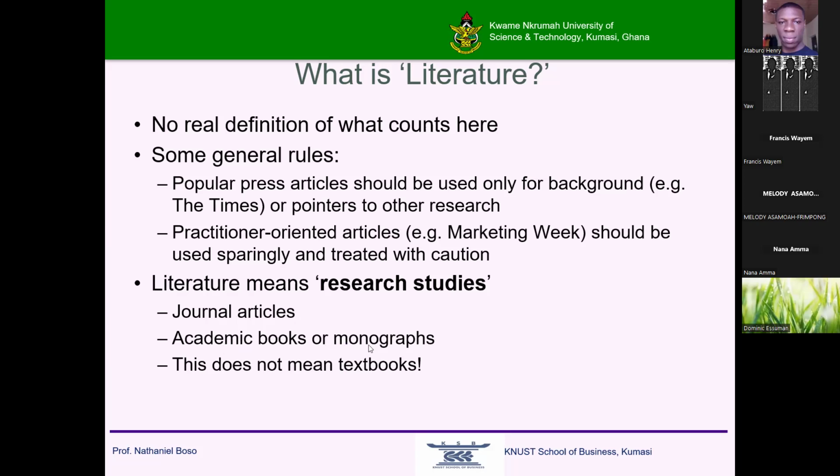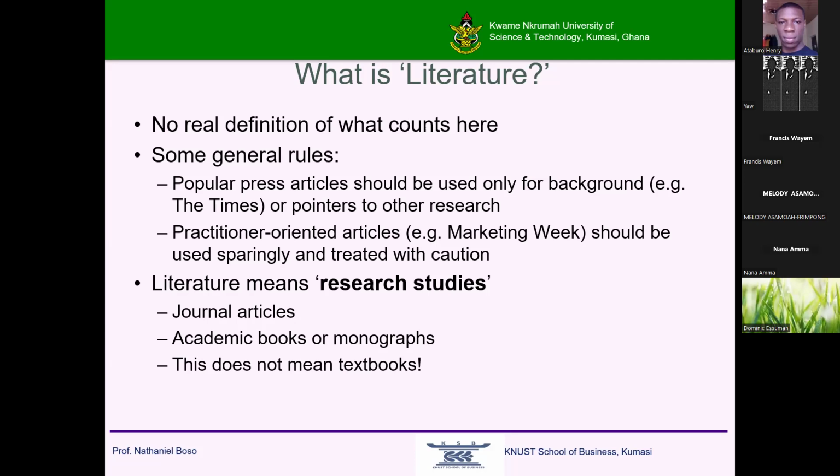And then we have academic books or monographs. And this does not mean textbooks. Textbooks are not necessarily based on research. We collect ideas from multiple sources and use them to prepare a manual for teaching a course, okay? But there are what we refer to as academic books. Mostly, they are a collection of related research publications that seek to address a particular issue in a particular sector or field of study or industry or practice. So you pick that academic book and you see that every chapter is an actual research publication.